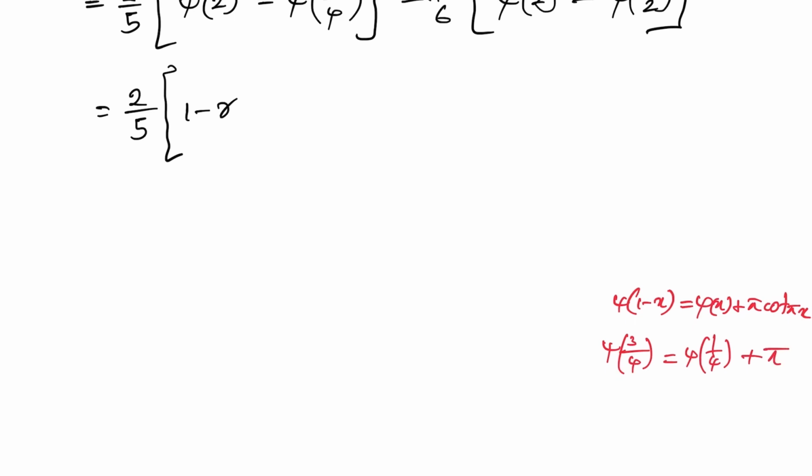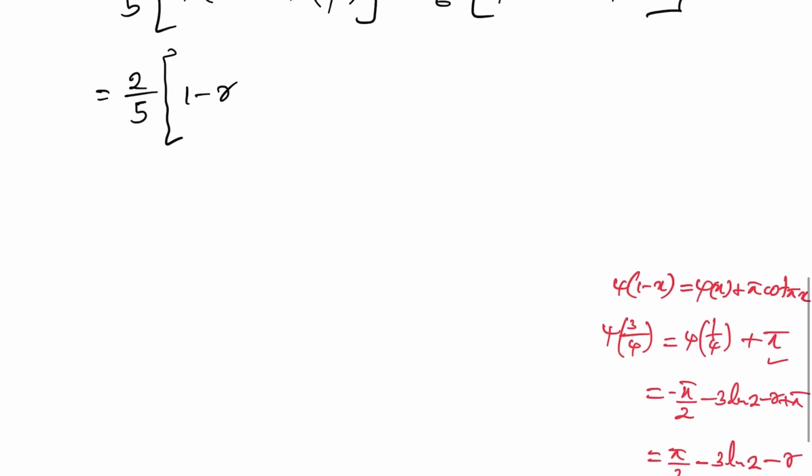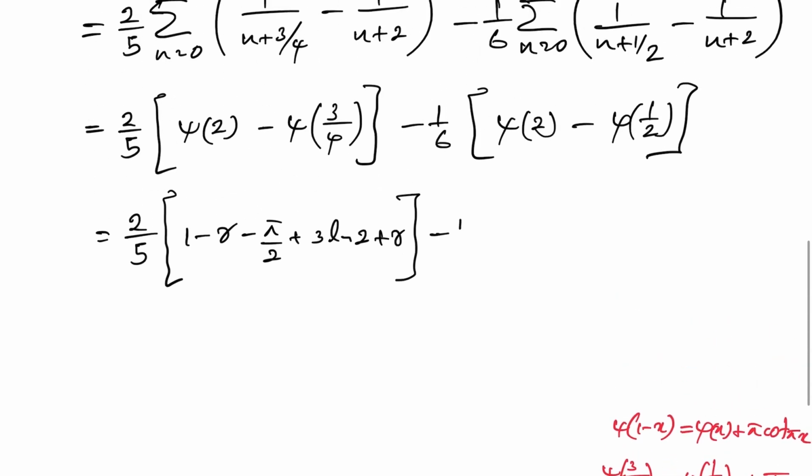Then here digamma of 1 over 4, so I'm going to use the special value of digamma of 1 over 4: minus pi over 2 minus 3 times natural log of 2 minus gamma, and here we have pi. So if we simplify, we have pi over 2 minus 3 times natural log of 2 minus gamma. So we have here pi over 2 plus 3 times natural log of 2 plus gamma. Okay, then here minus 1 over 6.